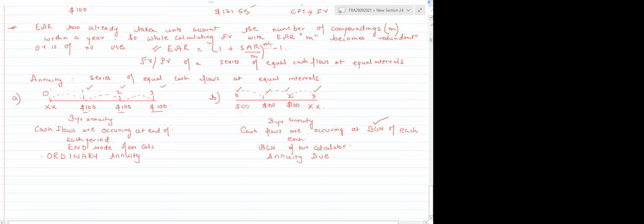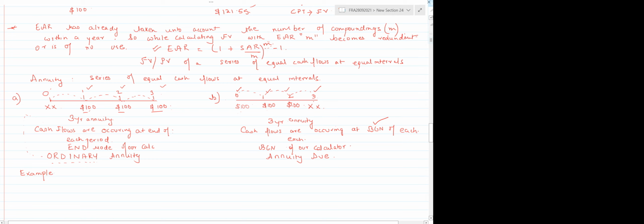Guys, please remember why we call this an ordinary annuity. When cash flows are occurring at the end of each period, why do we call it an ordinary annuity? Because usually payments are made in arrears. That is why ordinarily payments are made in arrears, and that is why we call this an ordinary annuity. I'm telling this so that you might remember it: usually payments are made in arrears. So when cash flows are occurring at the end of each period, we call it ordinary annuity, right?